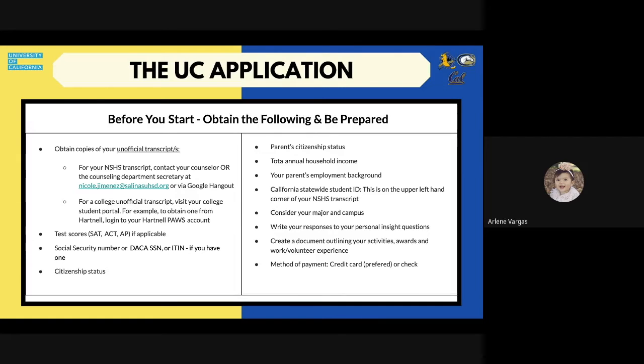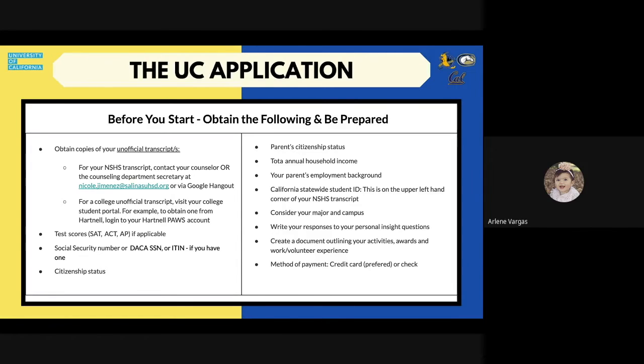If you've gone to a community college like Hartnell, you can view your unofficial Hartnell transcript by logging into your Hartnell PAWS account. So that's the way you can access it. And you would have to go into the main menu and then select unofficial transcript to view that, okay? So you don't have to wait until your official transcript comes in. You can just look at the one in your PAWS account.